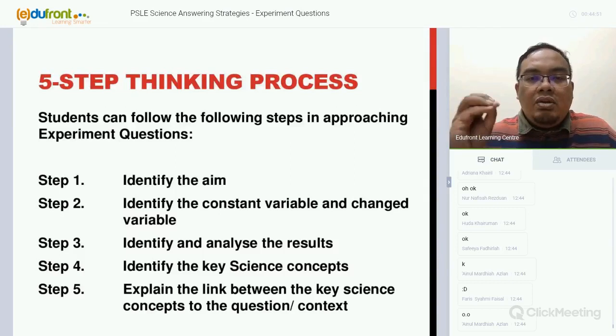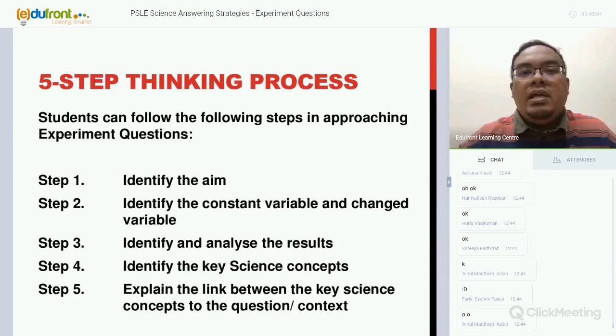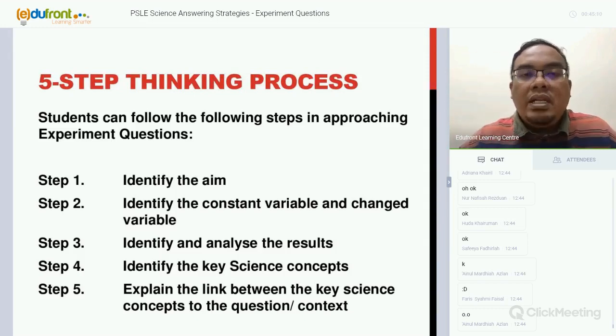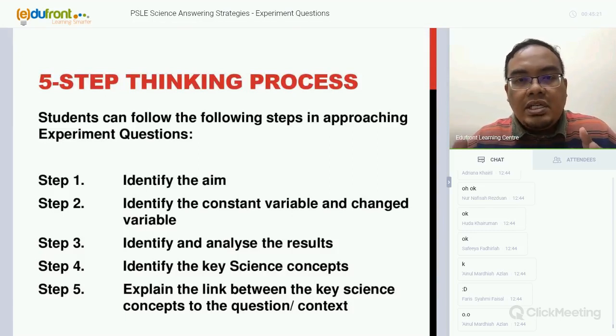Please remember that you must always write the right concepts for the questions, and you must be able to elaborate effectively on the scientific concepts involved. That's where you need to remember the concepts for every topic. For example, the topic of heat: what are the important concepts? You need to know the concept of heat transfer, heat transfer from a hotter region to a cooler region.